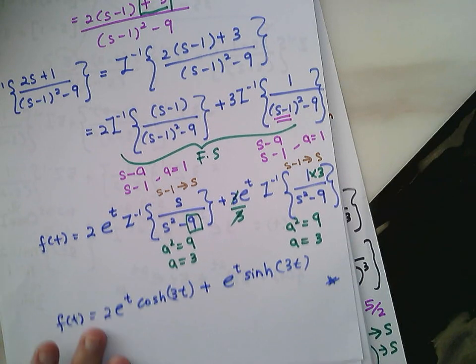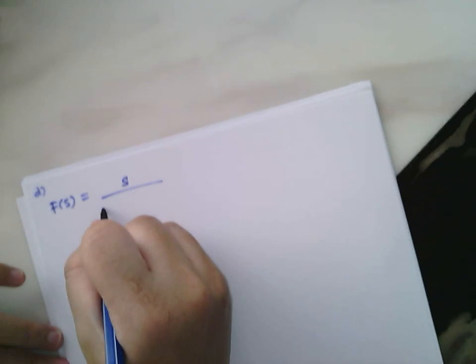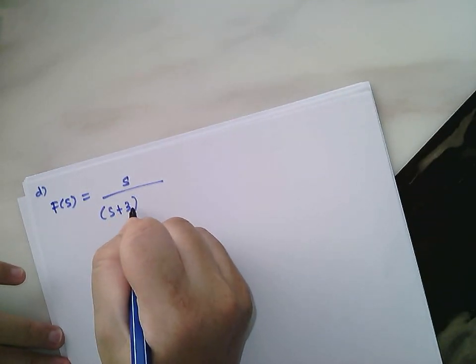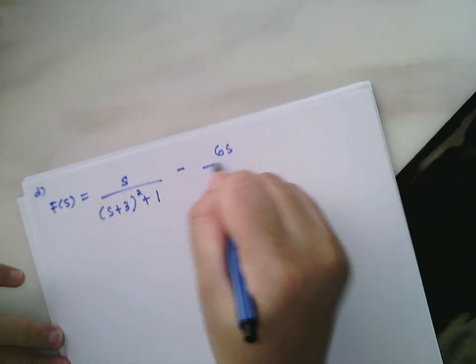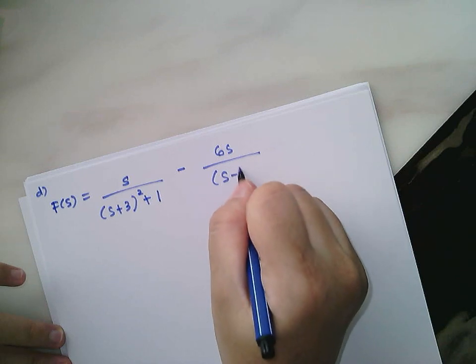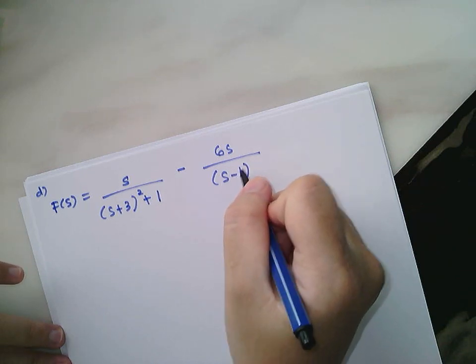So let's take a look at the last example. Let's consider if you have your F(s) equal to, so this is more complicated, s over s plus 3 squared plus 1, minus 6s over s minus 1 to the power of 4.